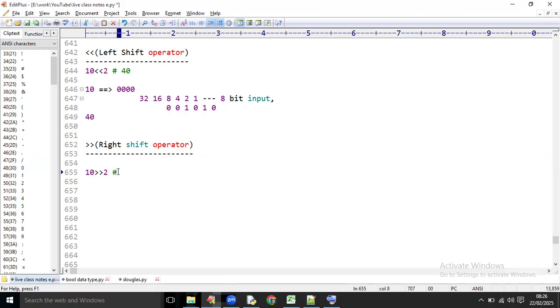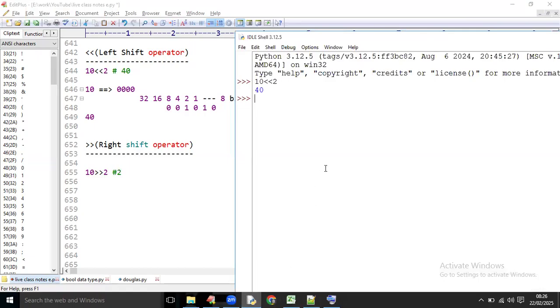See the output. Here I am doing the same operation: 10 right shift 2, and the output will be 2. This is the theoretical example and this is the practical example. To understand this, you first have to understand the NOT operations. In our previous sessions I explained this in detail. If you have any doubt, please watch our previous videos, or watch the same class a second or third time, then you can easily understand this. These are the left shift and right shift operators.